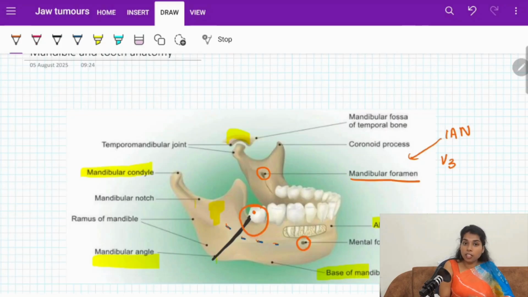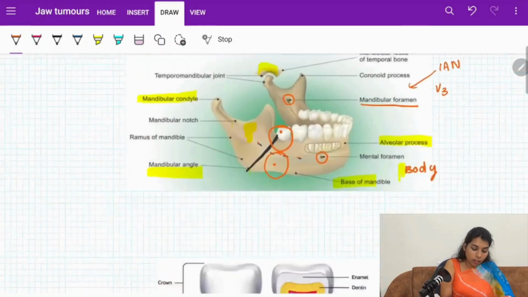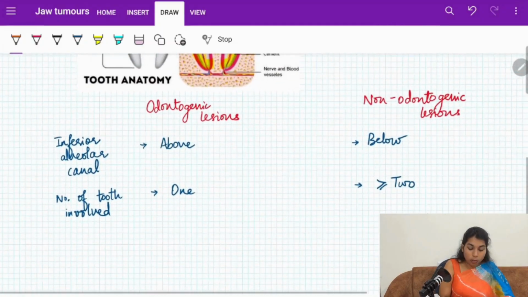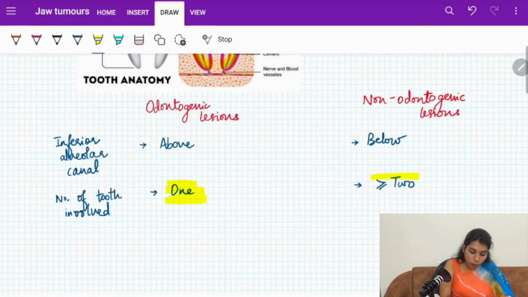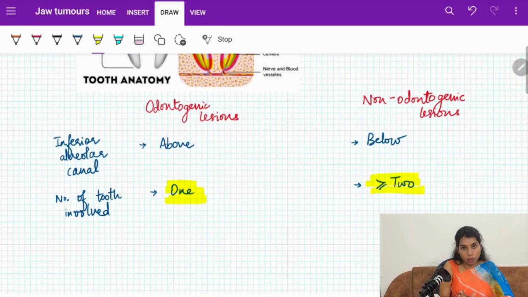these lesions are called odontogenic lesions, and the lesions having epicenter below the inferior alveolar canal are called non-odontogenic lesions. So, what do we mean by odontogenic? Any lesion which is having its origin from the tissues of the tooth are called odontogenic lesions. Now, we'll look at other differences between odontogenic and non-odontogenic lesions. If the lesion is associated with just one tooth, it is most likely an odontogenic lesion. If it is associated with two or more teeth, it is a non-odontogenic lesion.